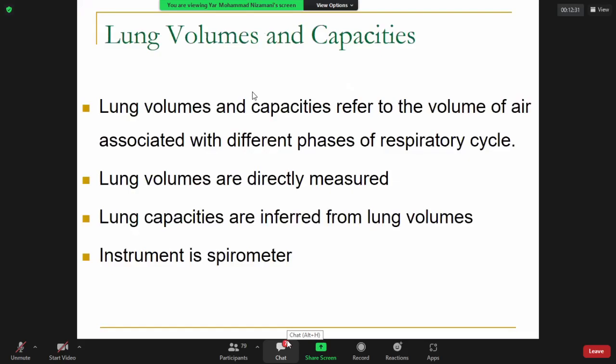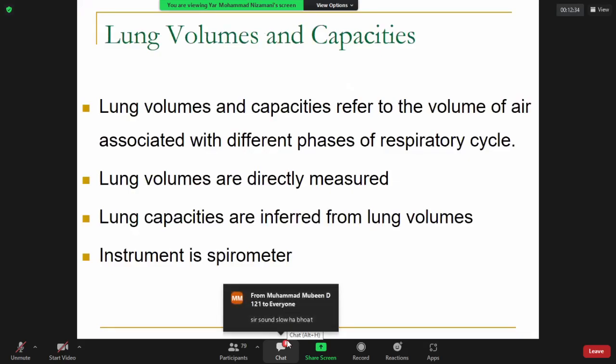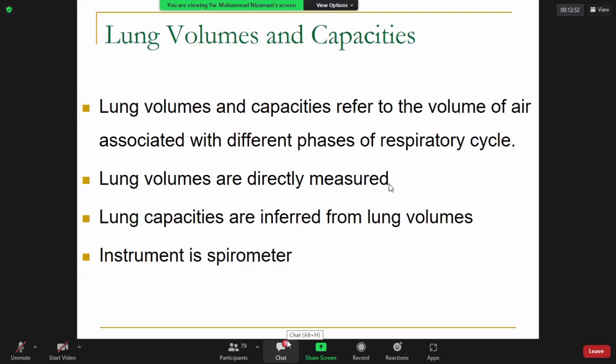Now come to the actual objective that you should be able to define different lung volumes and capacities. You must be able to give their values and their significance. What are actually the lung volumes and capacities? Lung volumes and capacities refer to the volume of air which are associated with the different phases of respiratory cycle. Lung volumes are directly measured from the spirometer, definitely, and the lung capacities are inferred or derived from lung volumes. The instrument used is the spirometer. Though some are being tested through the direct spirometry, others are tested through the indirect spirometry.